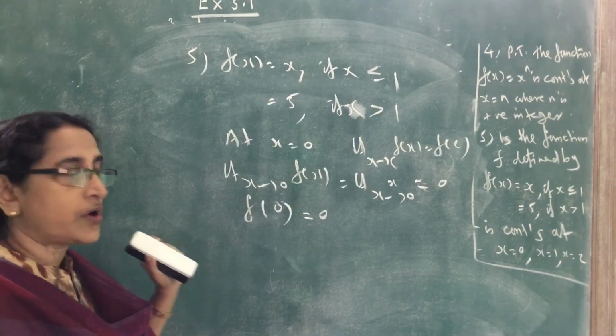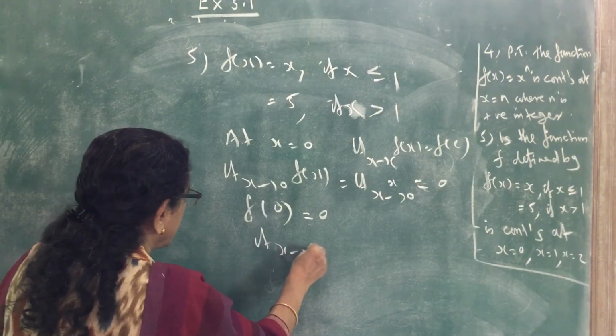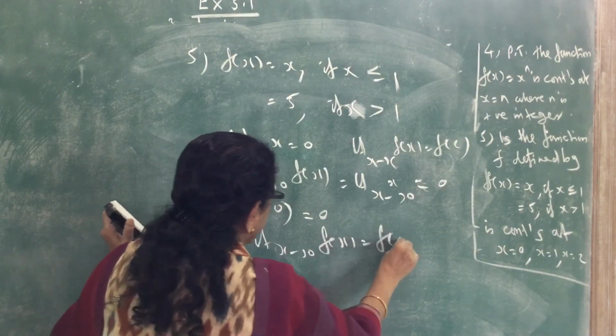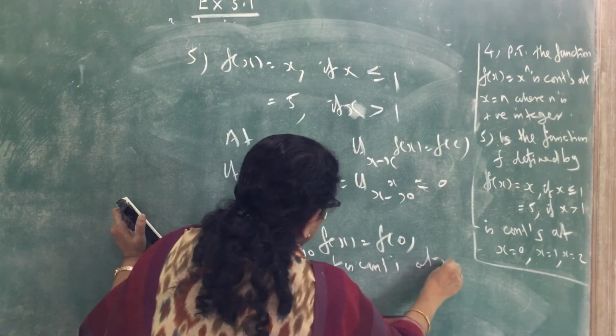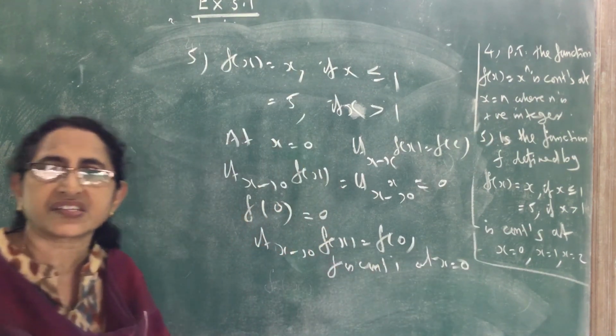So both are 0. Therefore limit x tends to 0 of f of x equals f of 0. Therefore f is continuous at x equal to 0. So we got that the function is continuous at x equal to 0.